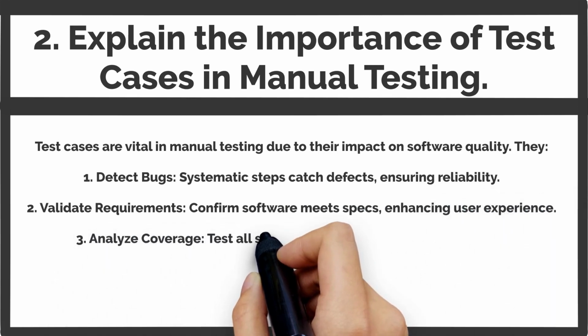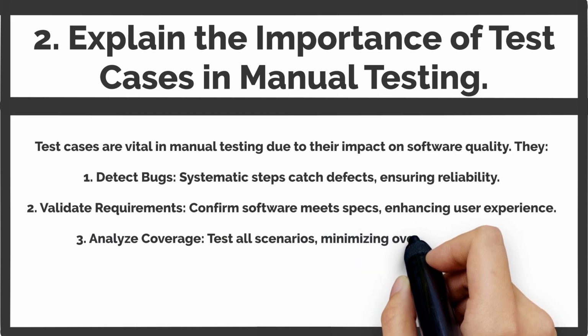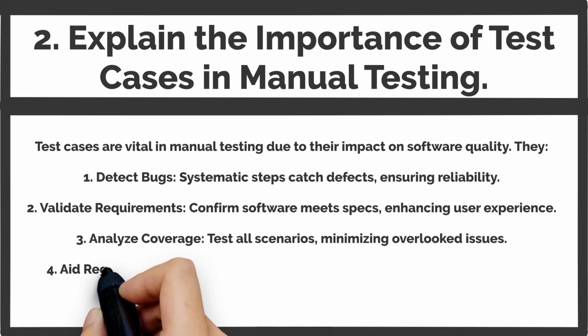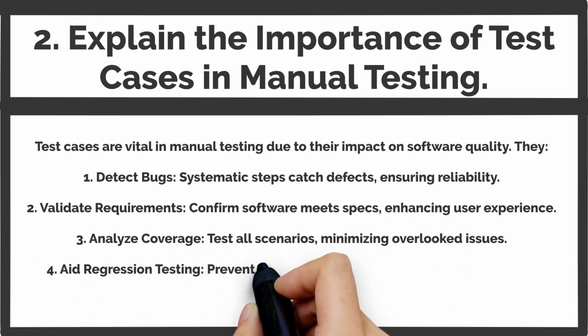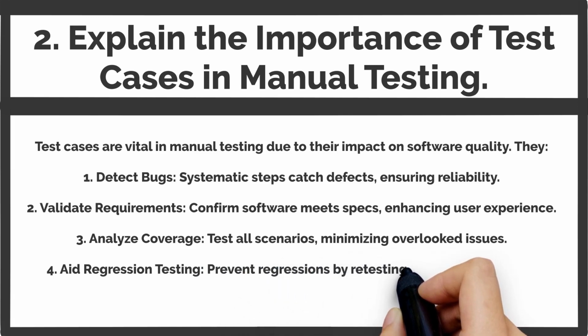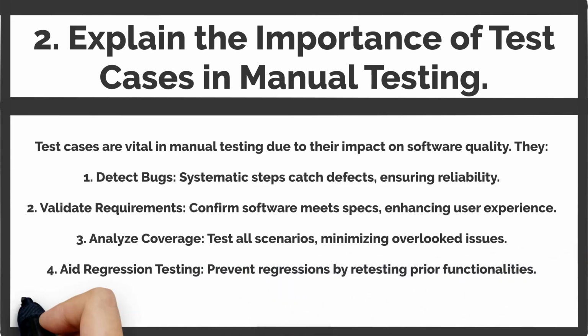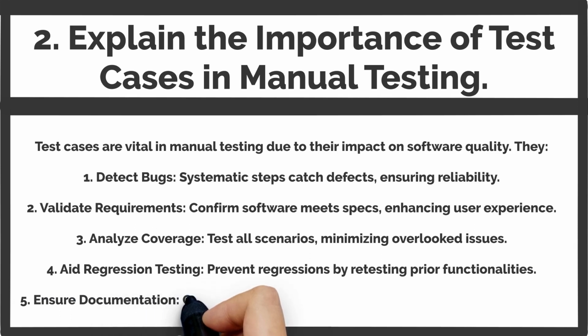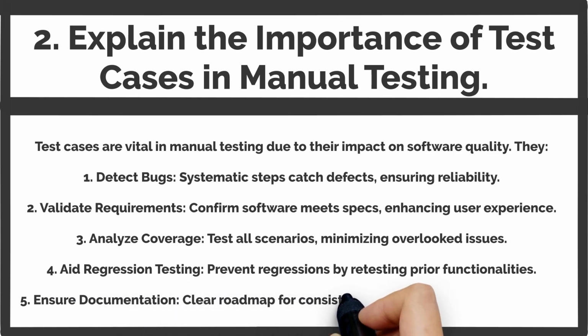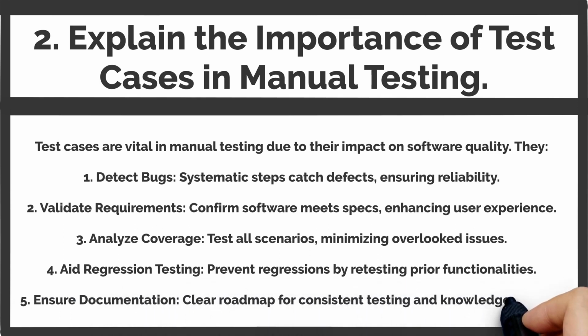3. Analyze coverage. Test all scenarios, minimizing overlooked issues. 4. Aid regression testing. Prevent regressions by retesting prior functionalities. 5. Ensure documentation. Clear roadmap for consistent testing and knowledge sharing.